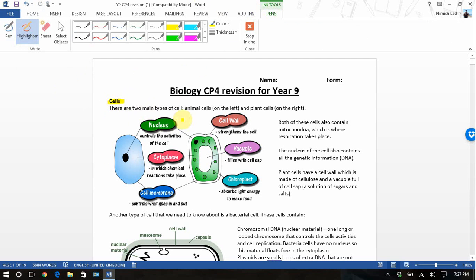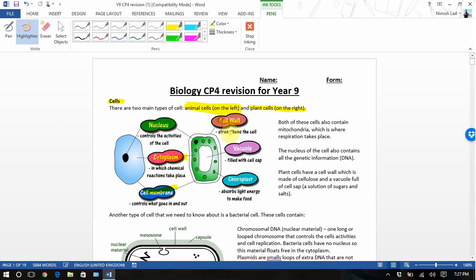There are two types of these. There's animal cells that are on the left and plant cells that are on the right here. So both these cells have a nucleus, they have a cytoplasm and a cell membrane. Know the jobs of each of these. So the nucleus controls the activity of the cell, cytoplasm is where the chemical reactions take place, and the cell membranes control what goes in and out.